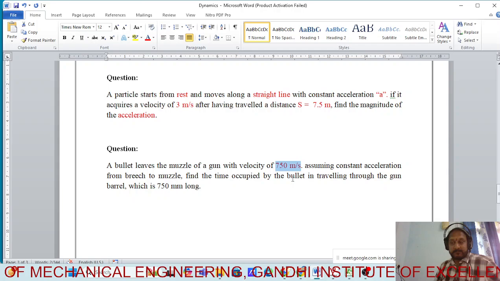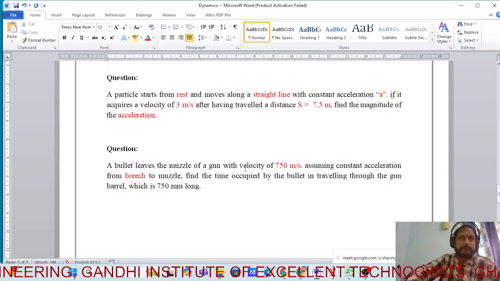Zero. When you are firing, it is acquiring a velocity of how much? 750 meter per second, and it is coming out of that particular gun with this velocity. So the initial velocity is 0. And finally, when it is coming out of the muzzle of the gun, how much velocity is it? 750 meter per second.